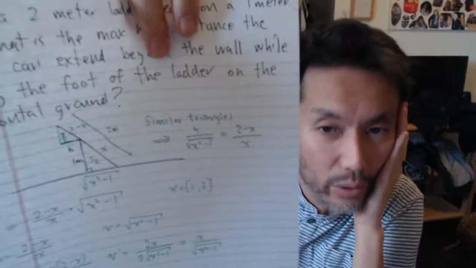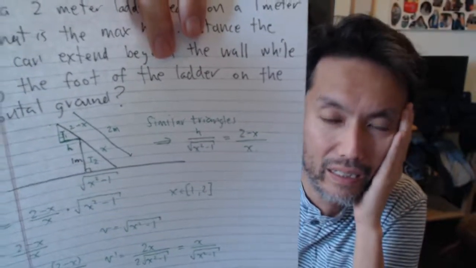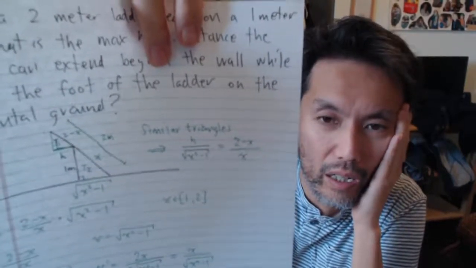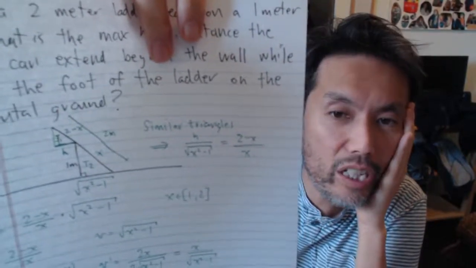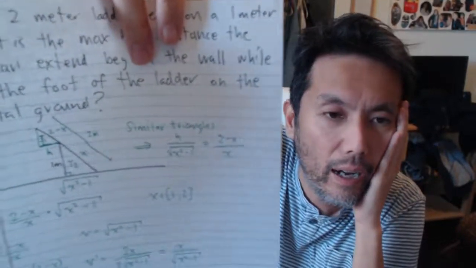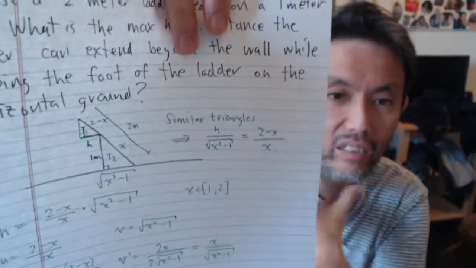How about when x is 2? Well, when x is 2, the tippy top of the ladder is sitting up against the wall and is at the top of the wall, right? In other words, there's no T1 there. T1 is like an empty triangle in some sense, yes? So h is also 0 when x is 2.